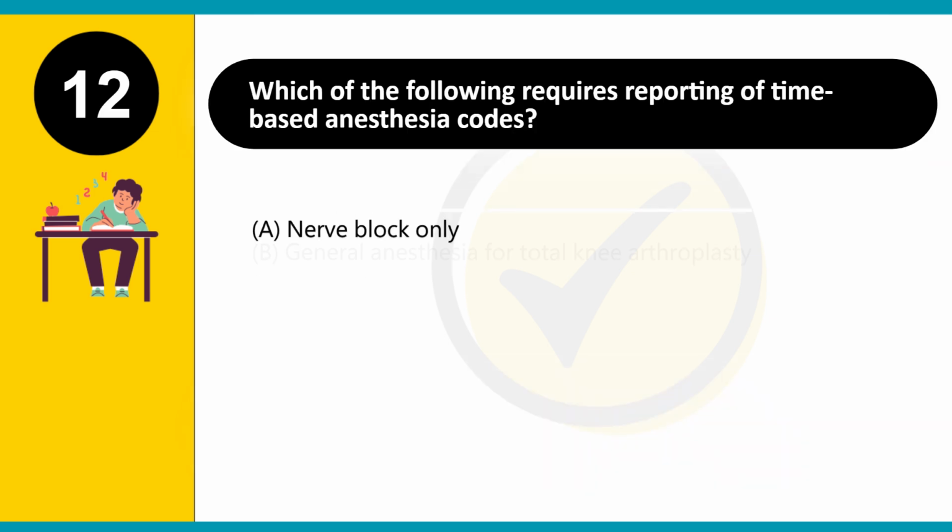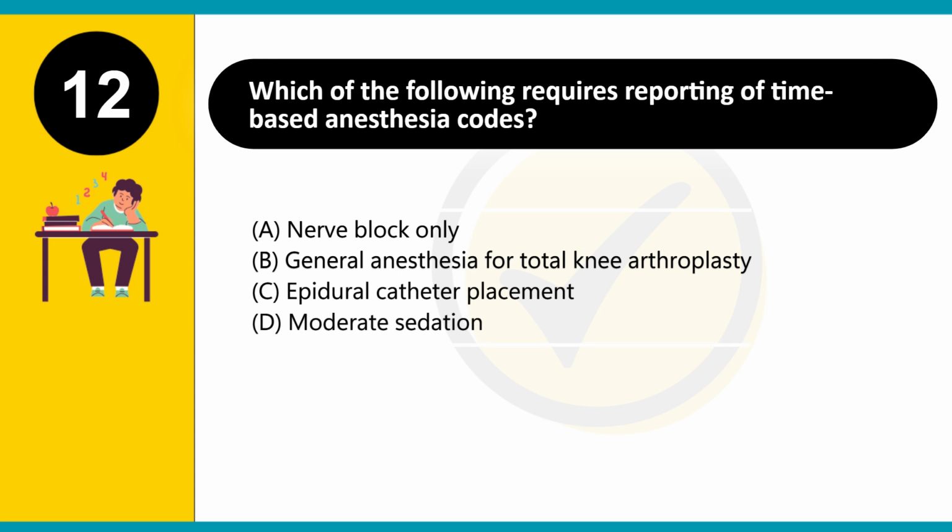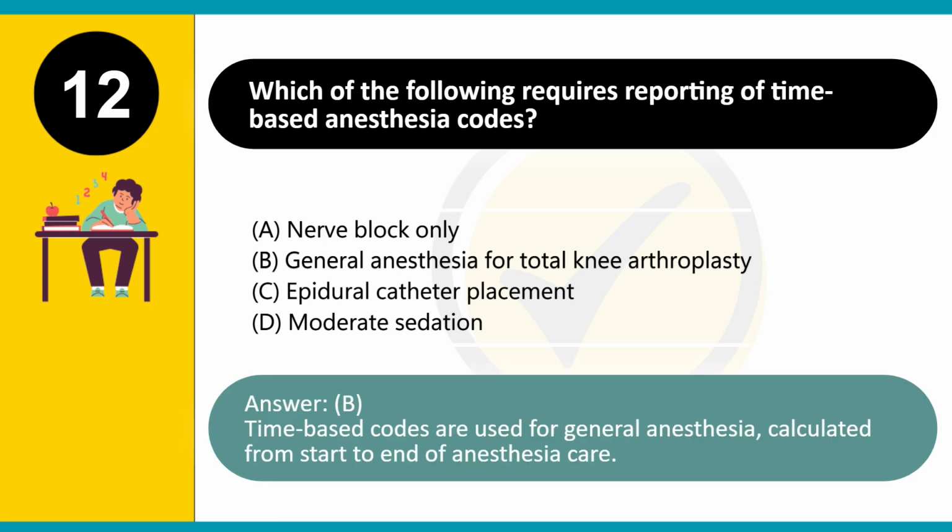Which of the following requires reporting of time-based anesthesia codes? A. Nerve block only. B. General anesthesia for total knee arthroplasty. C. Epidural catheter placement. D. Moderate sedation. Answer: B. Time-based codes are used for general anesthesia, calculated from start to end of anesthesia care.